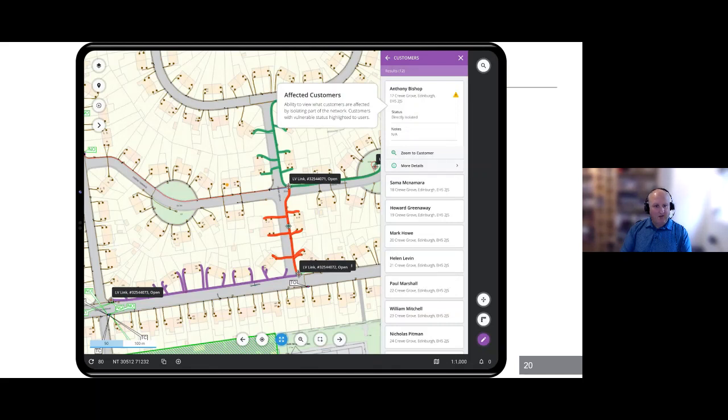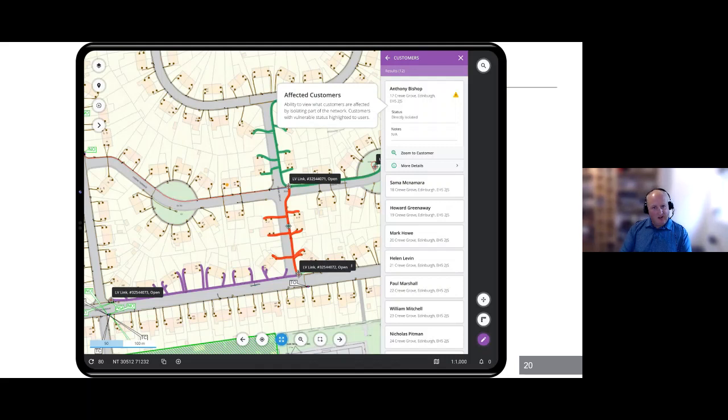So there we have managed to actually restore a section of the network by rearranging the feeding arrangements, and have managed to make it a small number of customers that are affected by this fault condition.